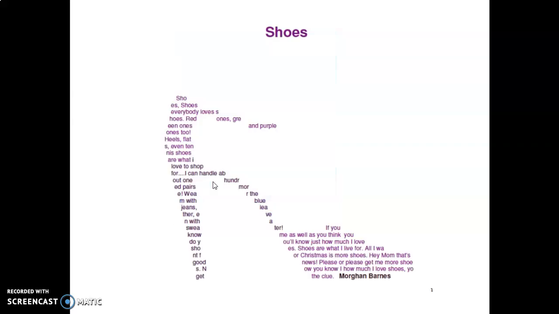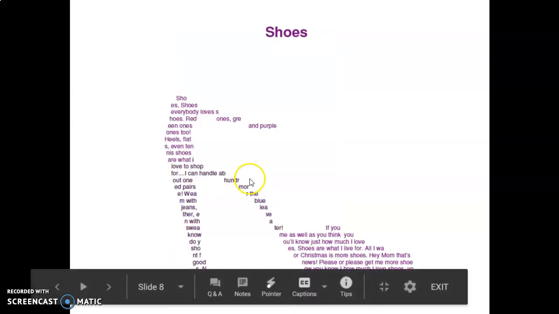This is called Shoes by Morgan Barnes. Again, here's a great example of using white space to help you create your piece.